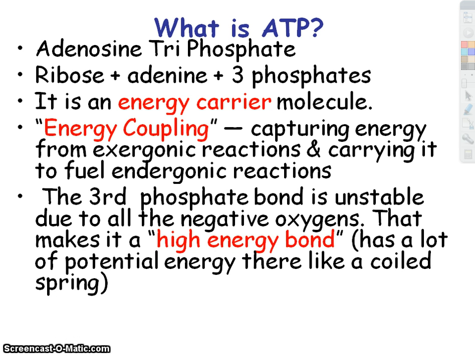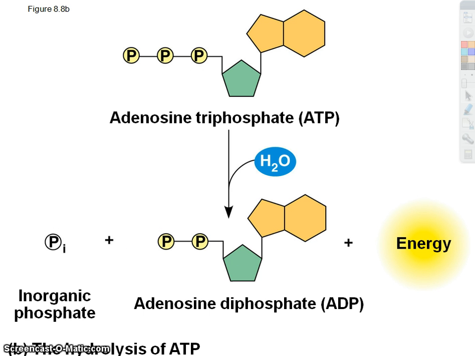The reason it's got so much energy is because of that third phosphate. That phosphate, even though it's represented simply as just a P, remember it's really PO4. And there's a bunch of negative oxygens there, and like charges repel each other. So all those phosphates repel each other, and it's like a loaded spring, a high energy bond. And here's a diagram. Again, they're simplifying the phosphate into just a P with a circle around it. But the idea is that when that bond breaks off, it releases energy.